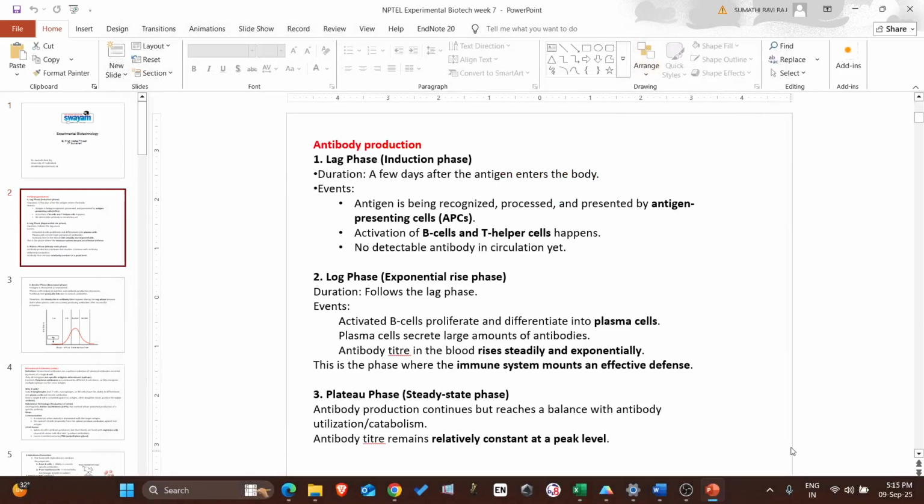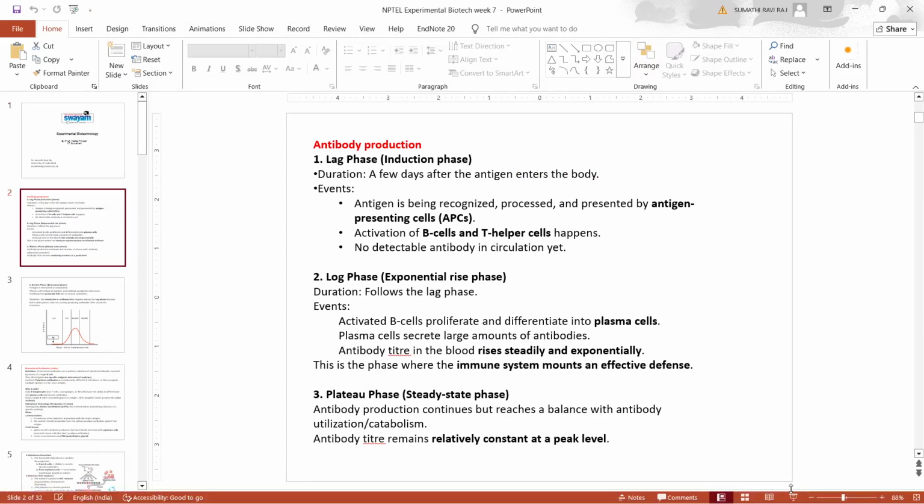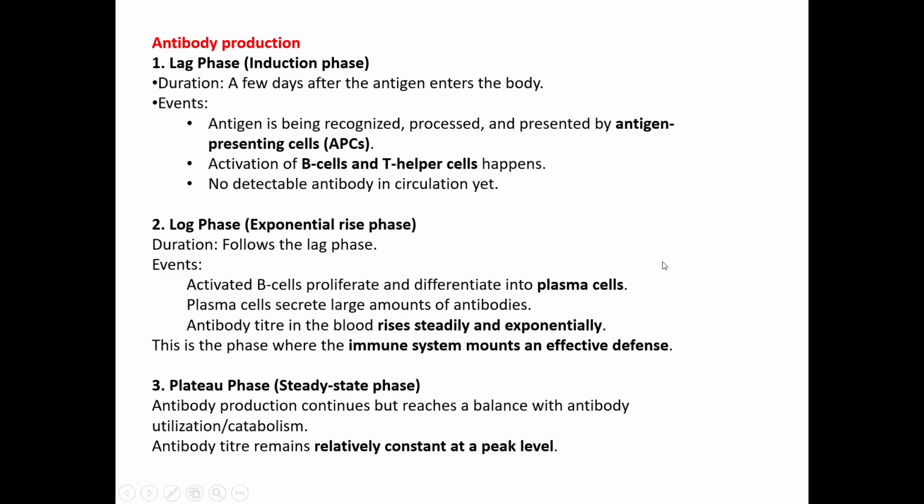So the first topic was regarding the antibody production. So antibody production occurs in different phases depending on how much it has been stimulated, how much antigen exposure has been there. So the different phases can be named as either lag phase, log phase, plateau phase, and decline phase, or it is also known as induction phase, exponential rise phase, steady state phase, and downward phase.